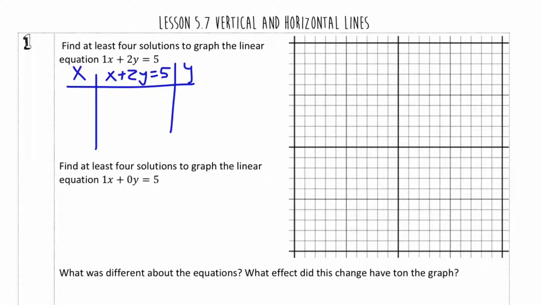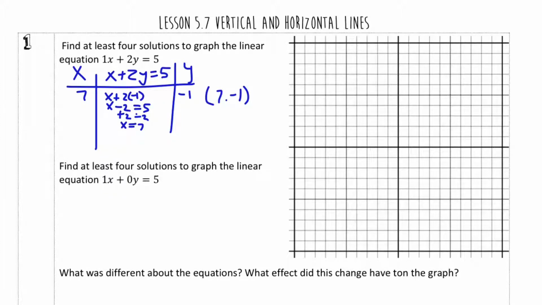Okay, so let's choose one solution together. Let's choose y equals -1. And so I get x plus 2 times -1. That gets x minus 2 equals 5. Add 2 to both sides, so I know x equals 7. Okay, so I know one of my points is (7, -1).